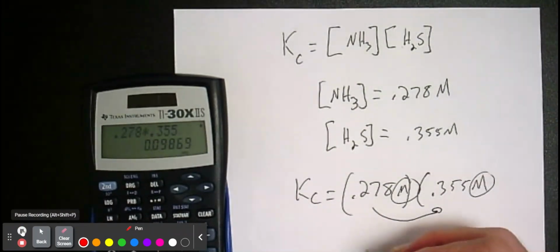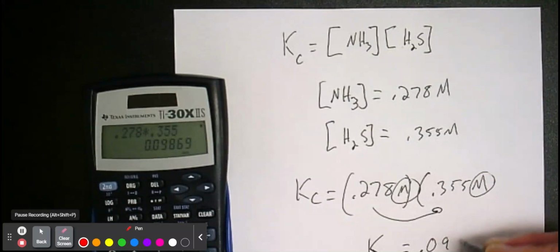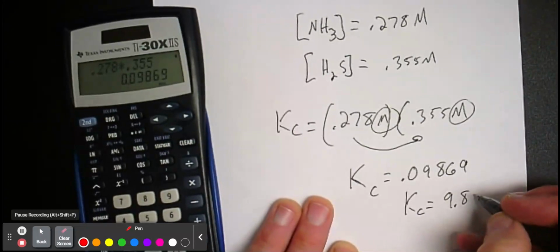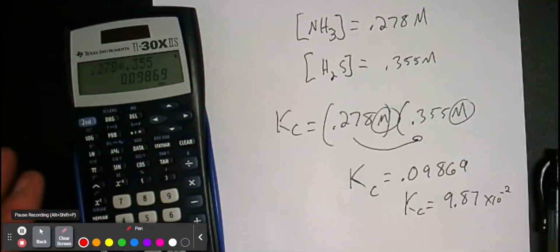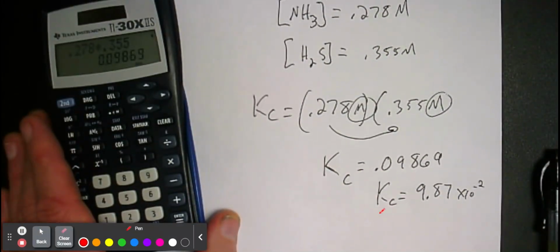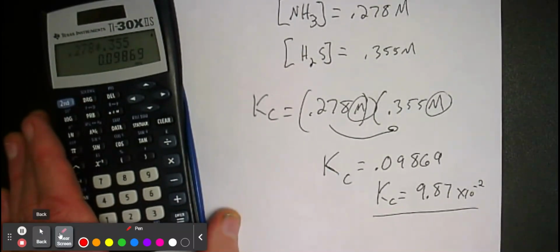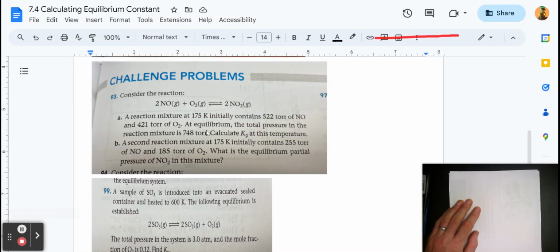So I multiplied them and I get Kc is 0.09869, or my Kc is equal to 9.87 times 10 to the negative second. All right, there's my answer right there. So that's the problem. Let me go back to the book. There's my answer for this problem, 36. And let's go on to a harder problem.